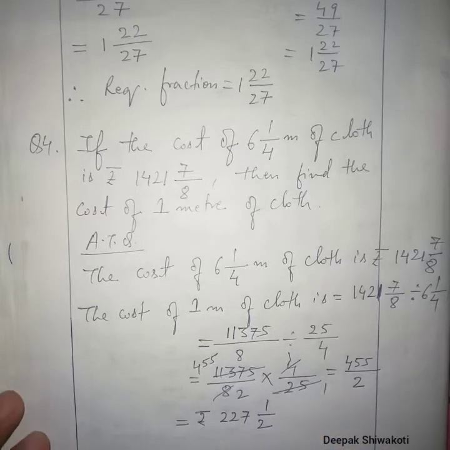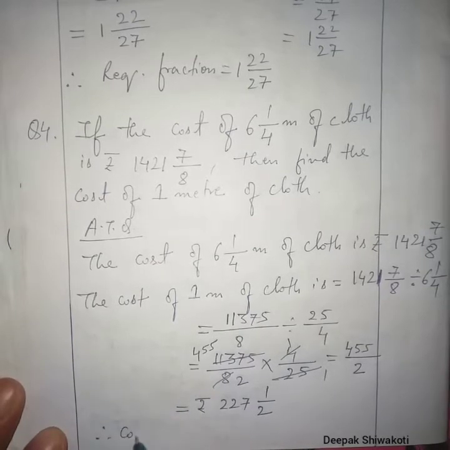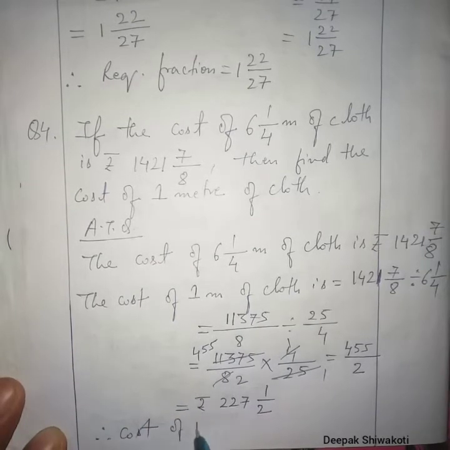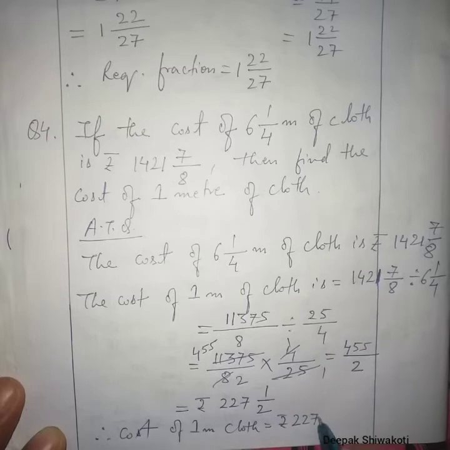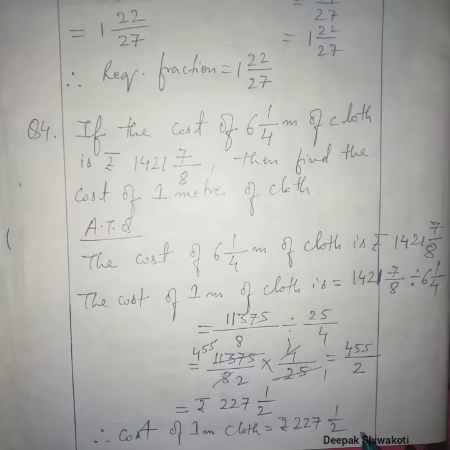So the required cost, therefore, cost of 1 meter of cloth is equal to rupees 227 1 by 2, isn't it? Next is question number 5.